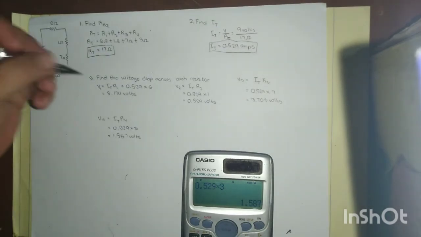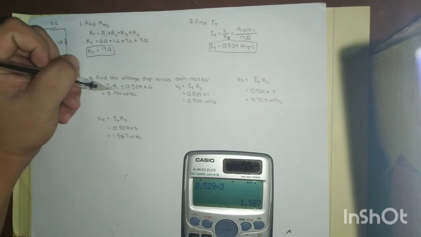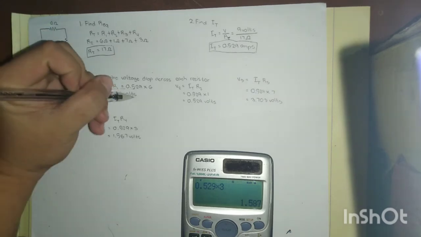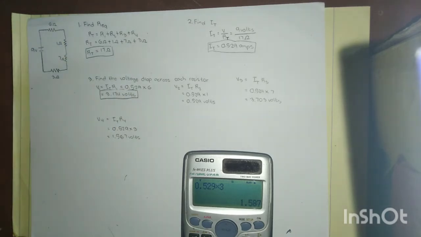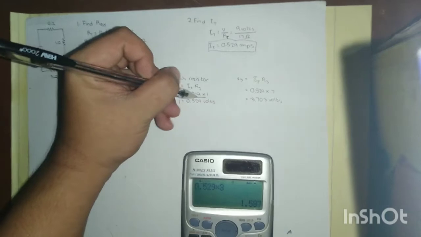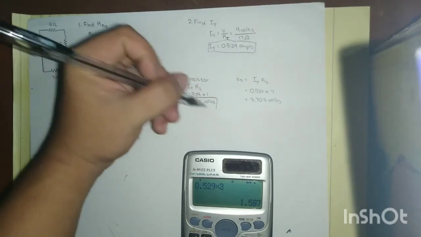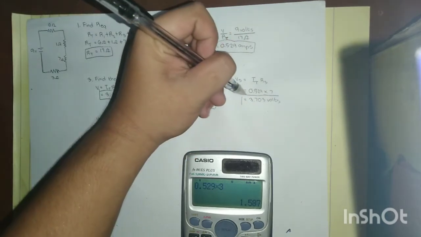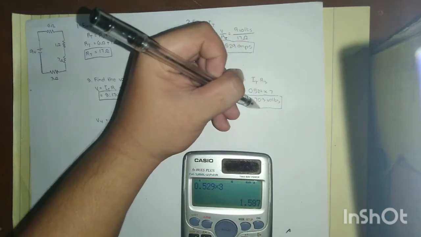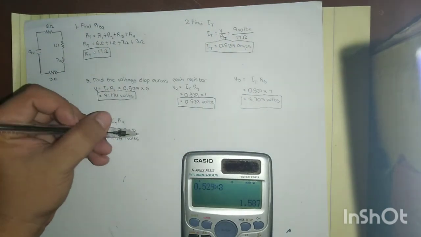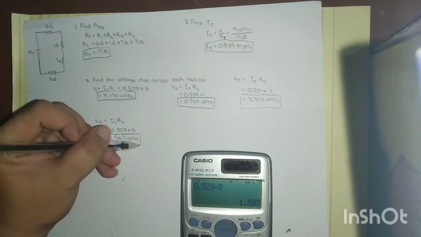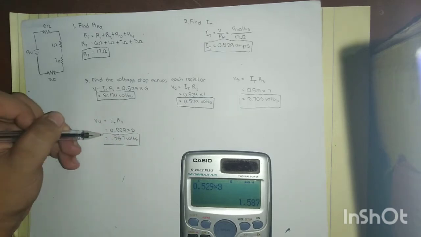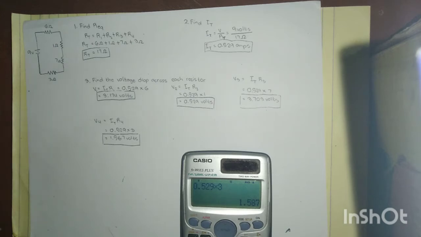So the voltage drop at the first resistor is 3.174 volts, and the second resistor is 0.529 volts. And the third resistor is 3.703 volts. And the fourth resistor is 1.587 volts. So the total voltage drop is equivalent to the original voltage, which is 9.